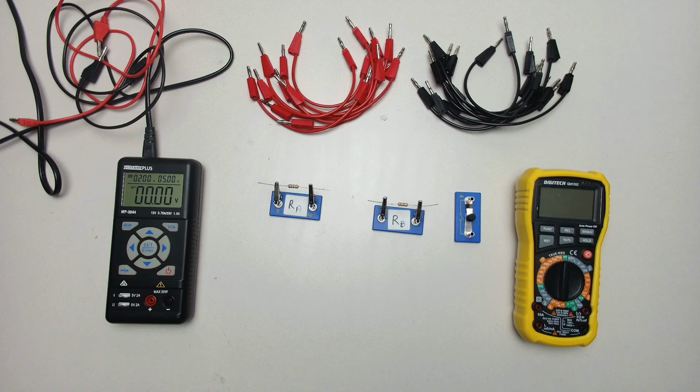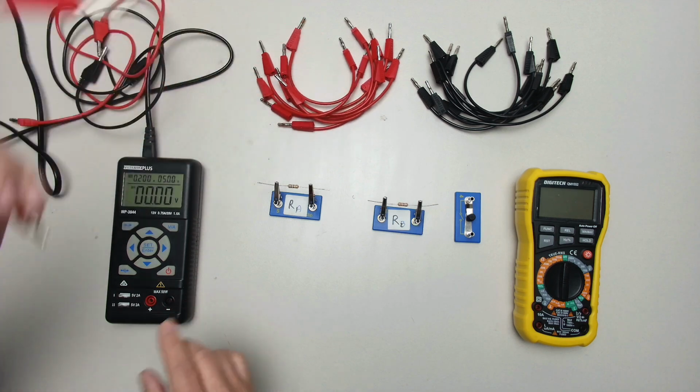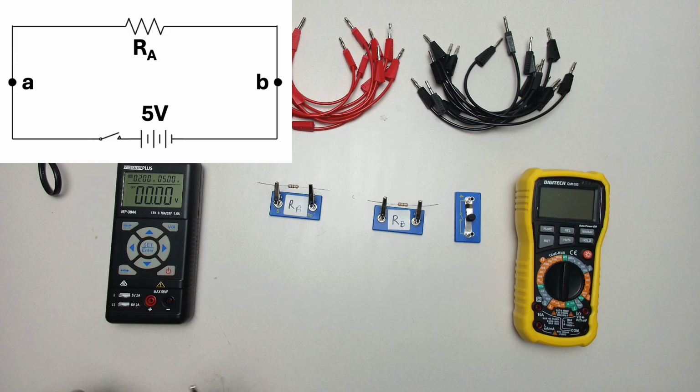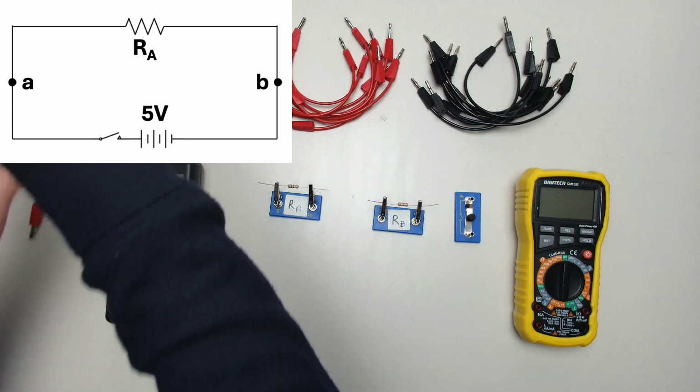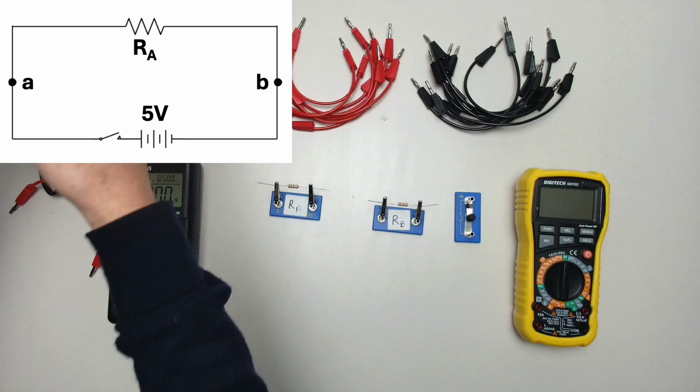Here I will construct a simple circuit. First, we have to look at the circuit diagram. We start from the output of the DC supply. This is the positive, so we construct this circuit from the positive of the DC supply.